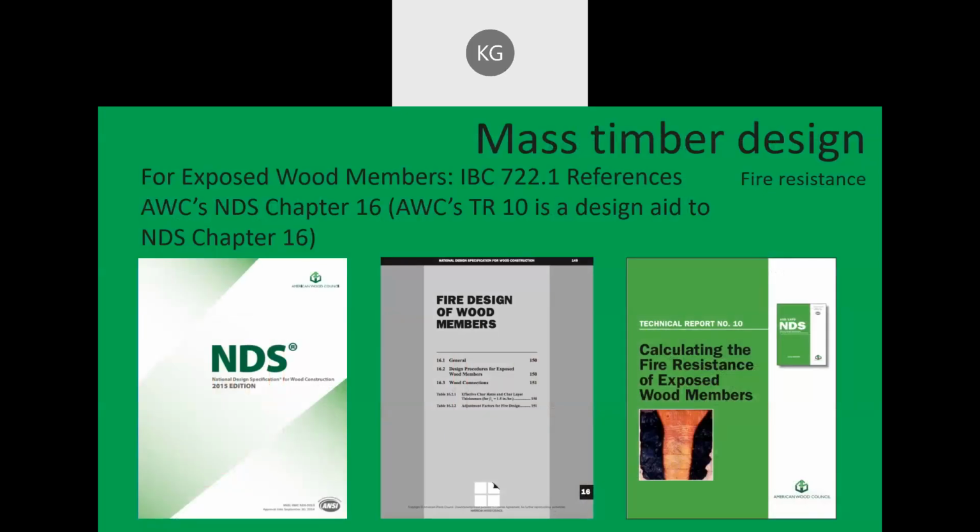And here is the code path for that. IBC 722.1 says to calculate the fire resistance rating of exposed wood members using Chapter 16. And then AWC has also put out this technical report called TR10, which has design examples and walks you through how to use Chapter 16 if you're not familiar. And since fire is often an architectural design consideration, and the NDS calculation is something that the structural engineer would do, it's someplace where they need to collaborate, which isn't something that is typical of steel and concrete buildings.